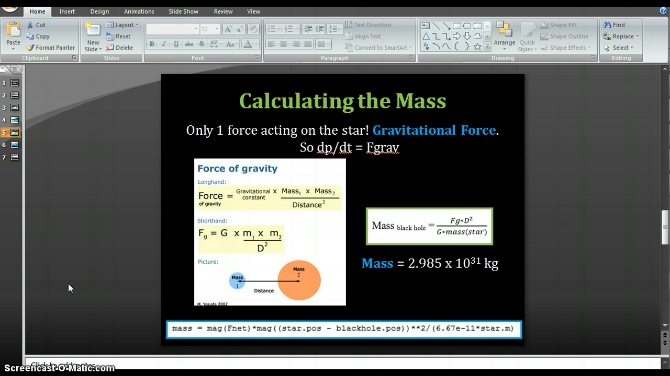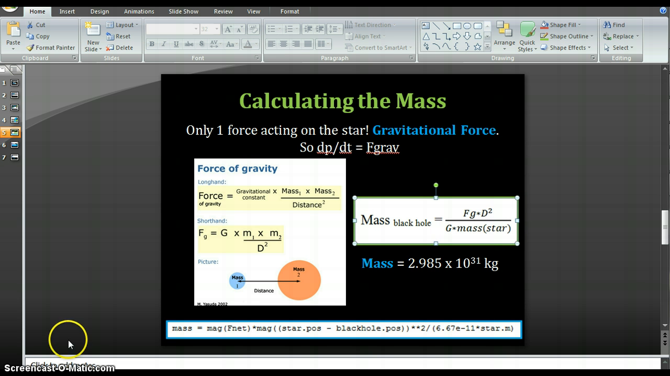And so like I said earlier, the objective was to calculate the mass, and by doing that I used the gravitational force because that's the only force acting on the system. This is the equation for calculating that, and then I rearranged it to this equation right here, which is simply your force, which in this case is equal to your dp/dt, which is calculated throughout the loop. It is multiplied by your distance between the star and the black hole squared, divided by your G constant, which is 6.7 times 10 to the negative 11, and that multiplied by your mass of the star.